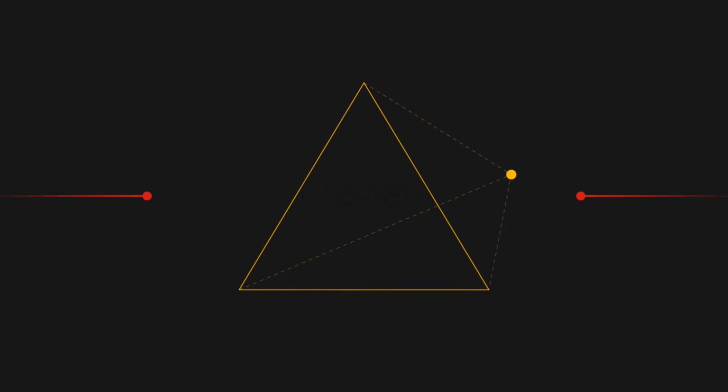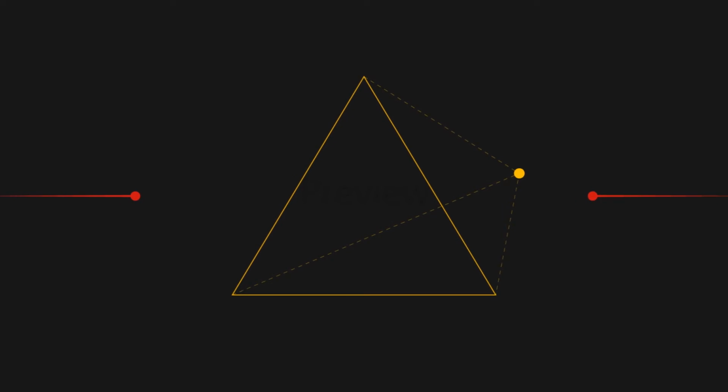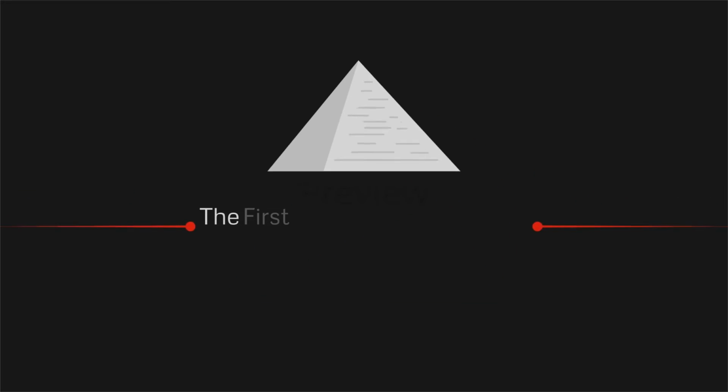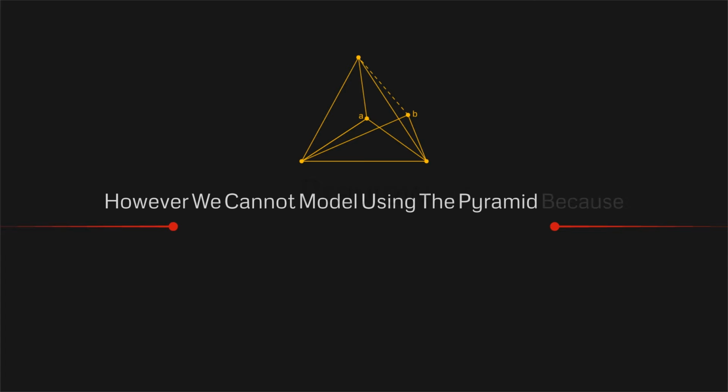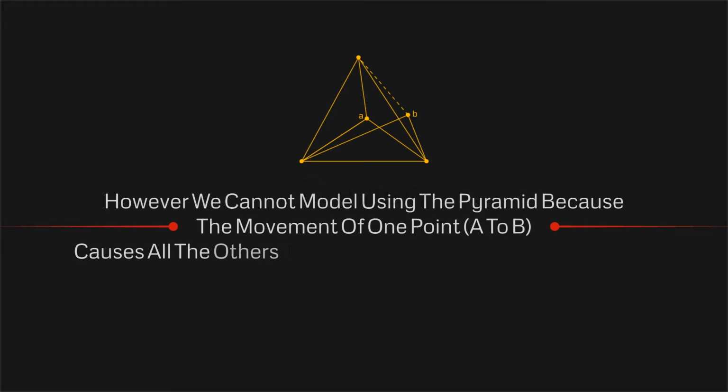If we add a dot to a plane and we unite the extremes, we build a prism. The first tridimensional object and the simplest prism is the pyramid. However, we cannot model using the pyramid because the movement of one point, A to B, causes all the others to move as they are all independent.